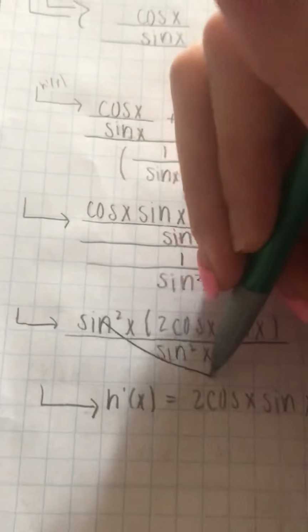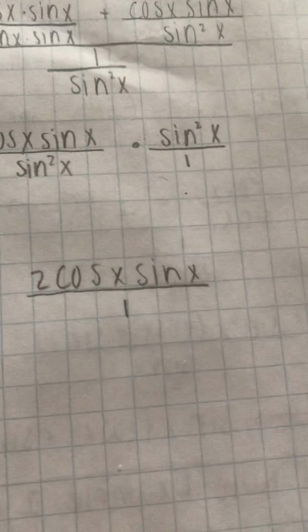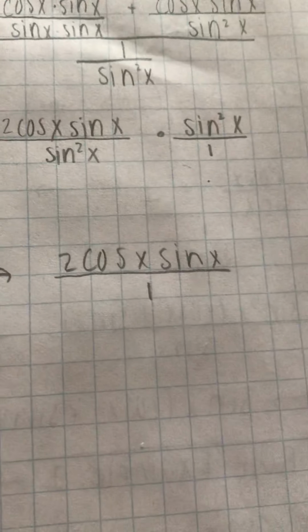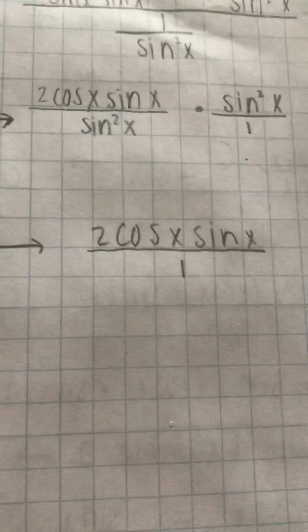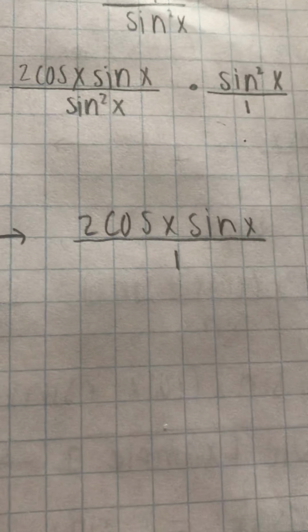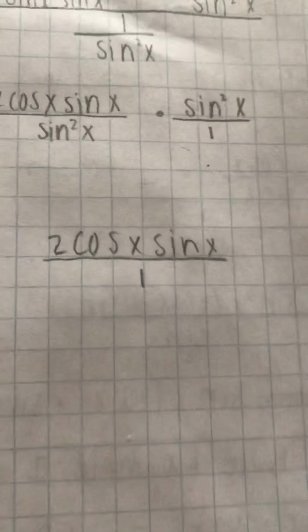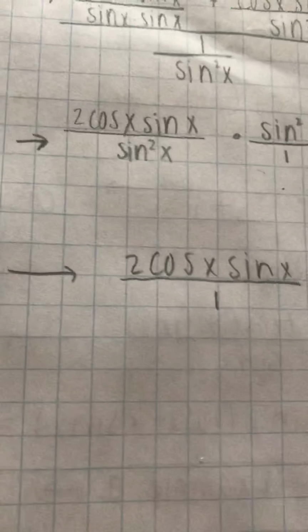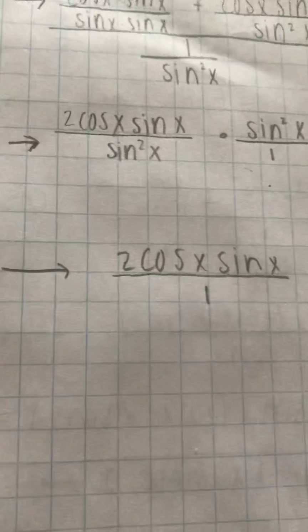So I can actually cross these out. They're gone. Now you just have a denominator of 1, since the sine squared x divided out. It was on the numerator. It was being multiplied by the numerator and being divided by from the denominator. So it was just canceling itself out. So now the denominator is just 1. It's 2 cosine x sine x over 1, which is just 2 cosine x sine x.